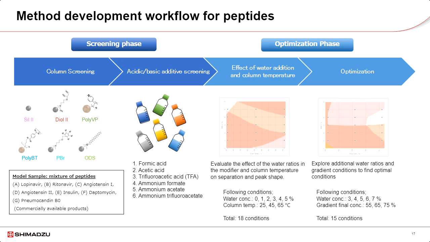In the optimization phase, the first set of experiments will look at the effect of water addition and column temperature. We'll evaluate conditions of water inclusion from 0% up to 5% and column temperature in the range of 25 to 65 degrees for a total of 18 tested conditions. The second phase of optimization will take the information from the effect of water and column temperature and explore additional water ratios and gradient conditions to find the optimal conditions.